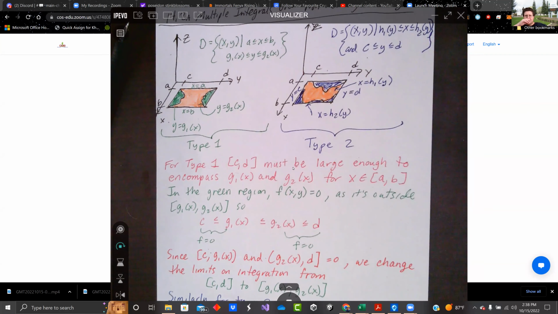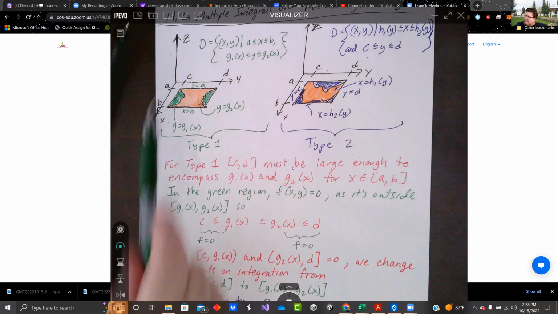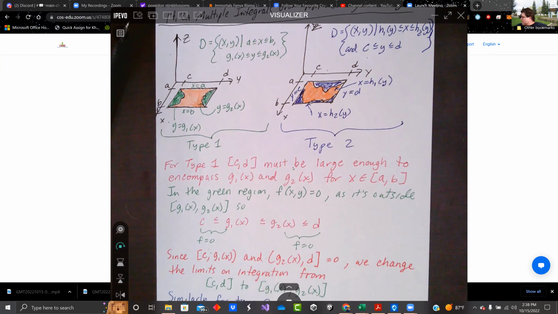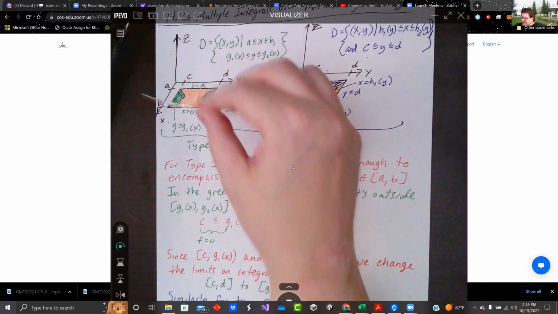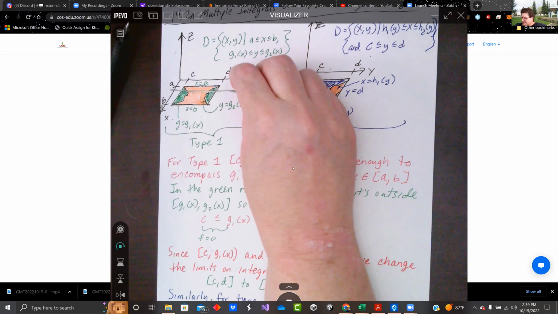For the type 1 type, C and D, the boundary constraints on y, must be large enough to encompass G1 of x and G2 of x, where we get the full region. For x in the region A to B, we don't want something less. Like we don't want the line to stop here, because then we're not getting the full region. We need it to be far enough out that we catch everything.